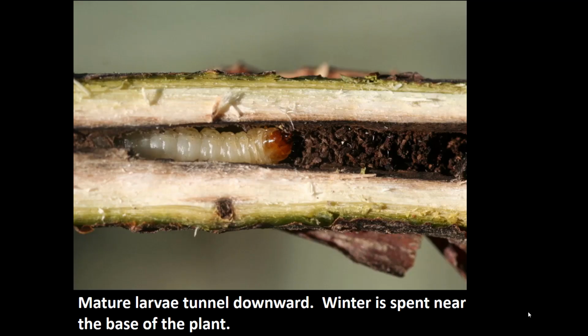The mature larvae will tunnel downward. Winter is going to be spent near the base of the plant, and where they occur is going to be important when we talk about how we get rid of them. What parts of the plant would we wish to remove to eliminate overwintering stages?